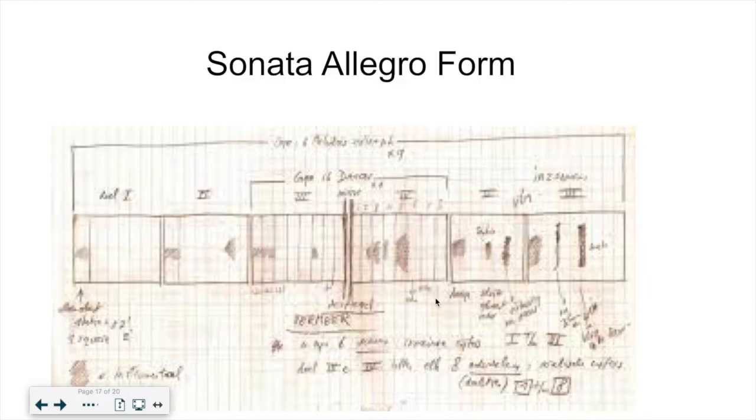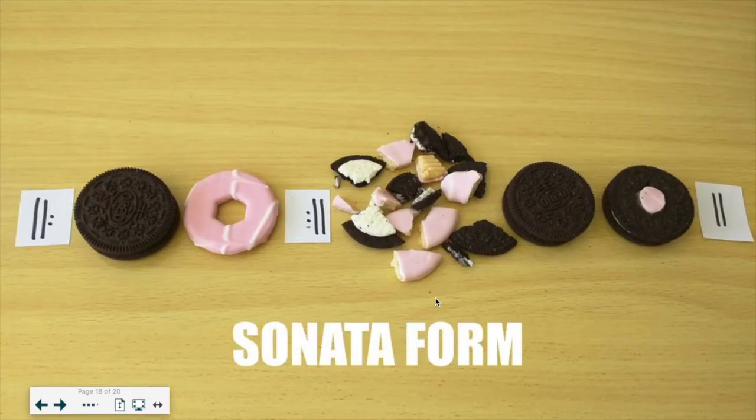Okay, back to that sonata allegro form. This is what it would look like if I were to draw it out with cookies. A melody, B melody. I know what this is. It's a repeat mark. I go back, I play this again, and I play my B melody. Then I go on to that development.